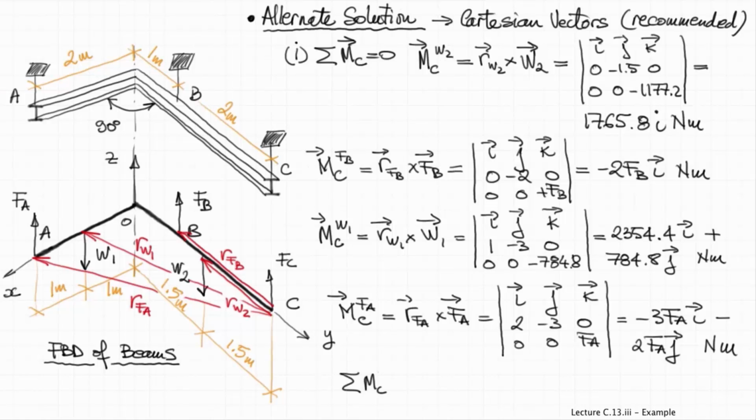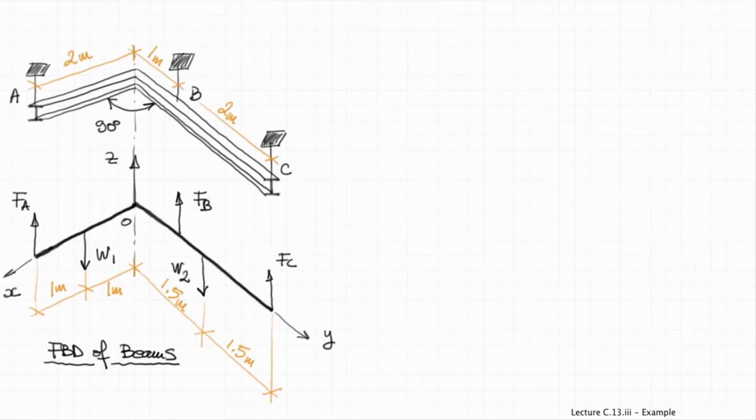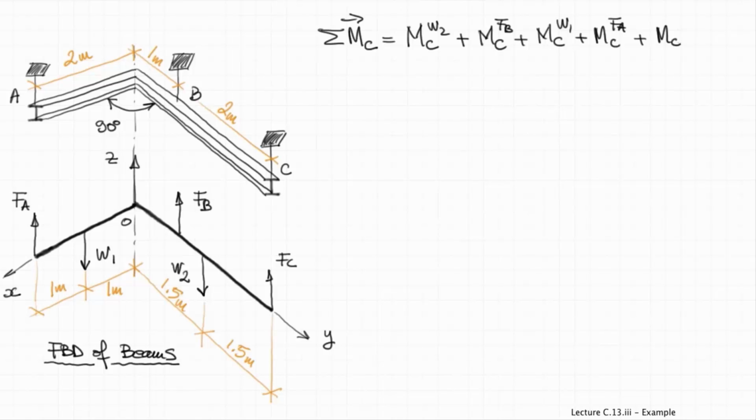There's of course one last force that may produce a moment, that is Fc, but since Fc goes through point C, the moment produced by Fc will obviously be equal to 0. So now that we've calculated all the moments, all we have to do in order to write the equation of equilibrium is to sum them up and set everything equal to 0. So this is what I'm doing right now. So we have 5 forces and 5 moments produced by these forces around point C.